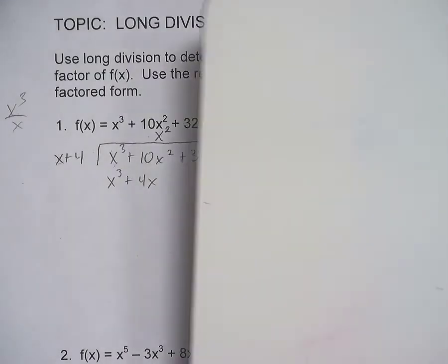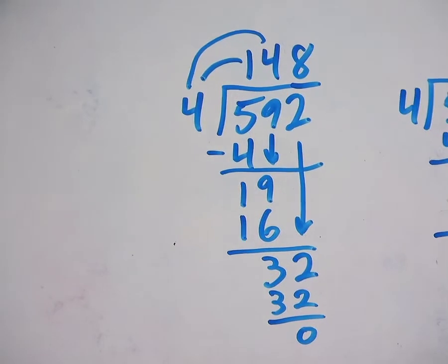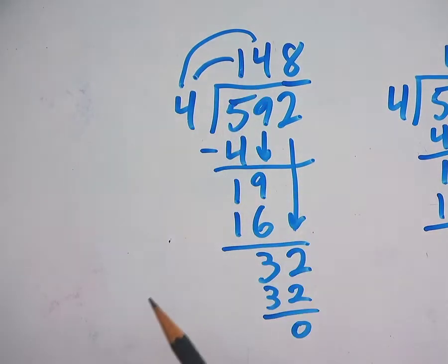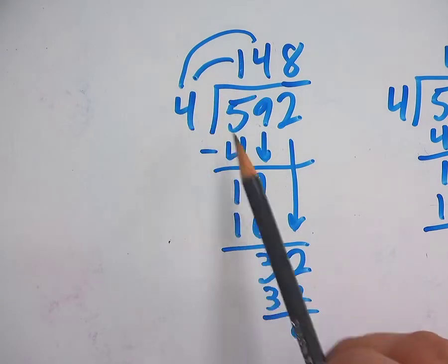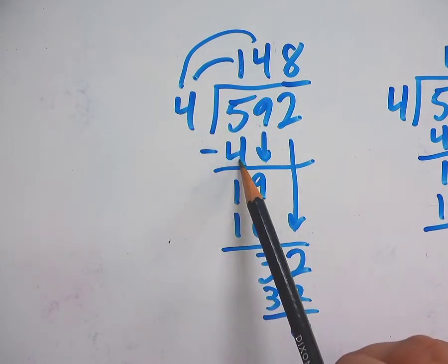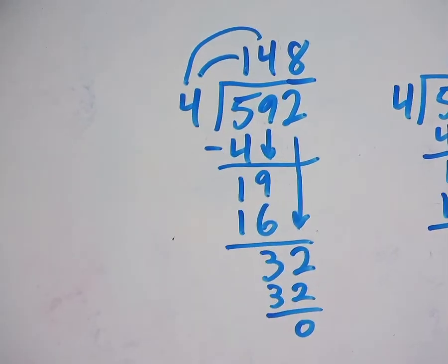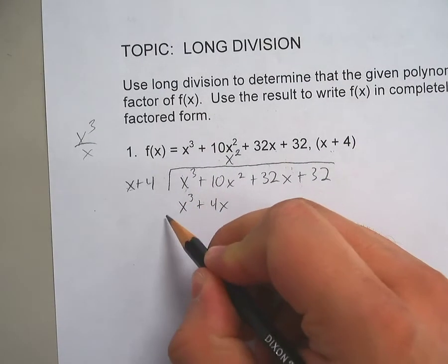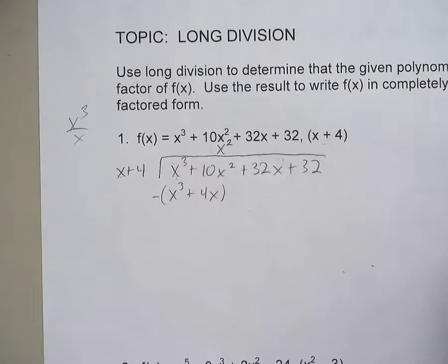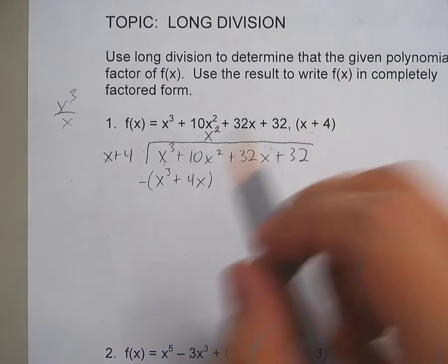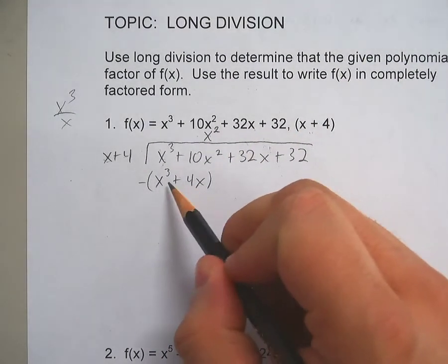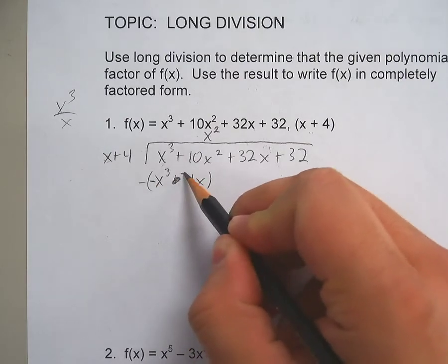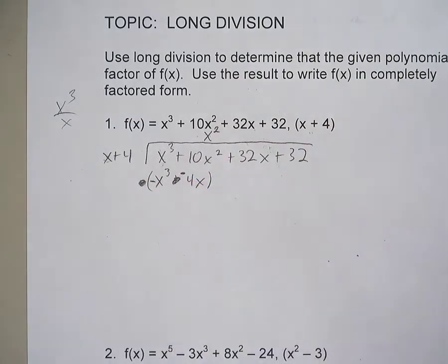So again, I'm going to go back to this here. What did we do? How many times will 4 go into 5? 1 time. Multiply 1 times 4. It's 4. And then we subtracted it, right? So now I'm going to subtract all of this. If you notice, that changes the signs in both of them. It makes this a negative x cubed and a negative 4x squared, right?